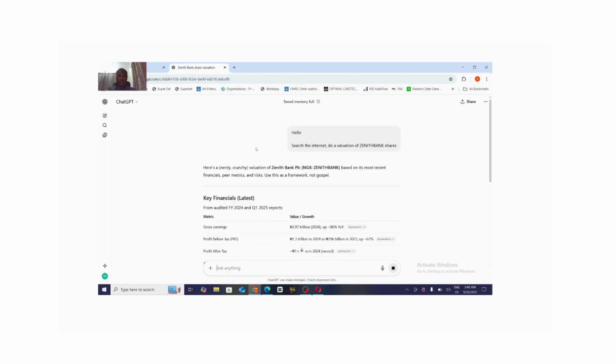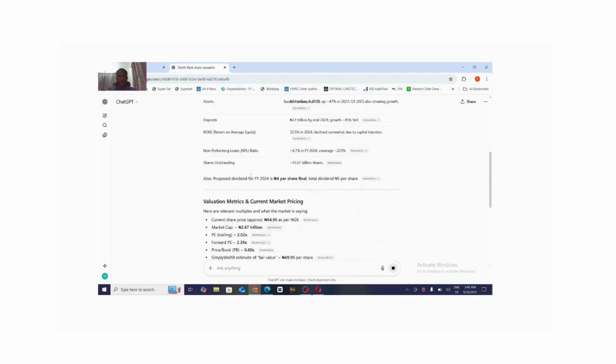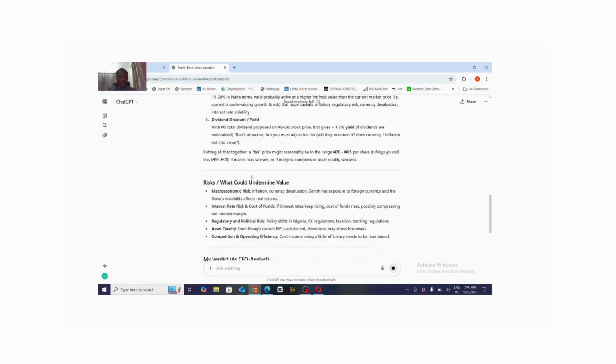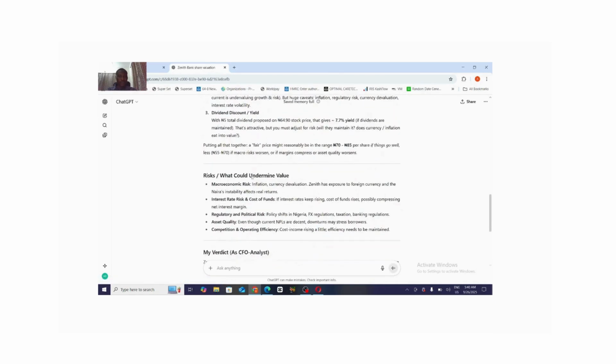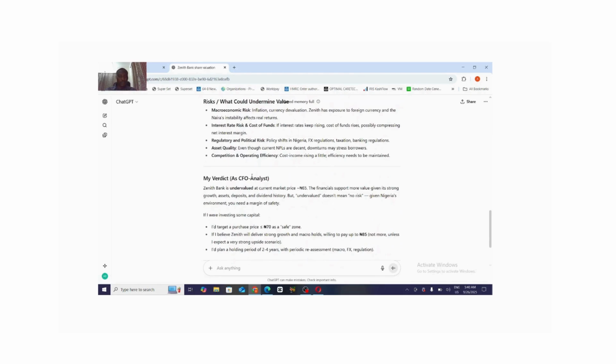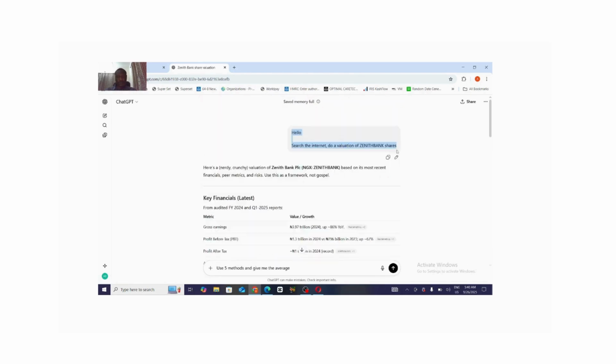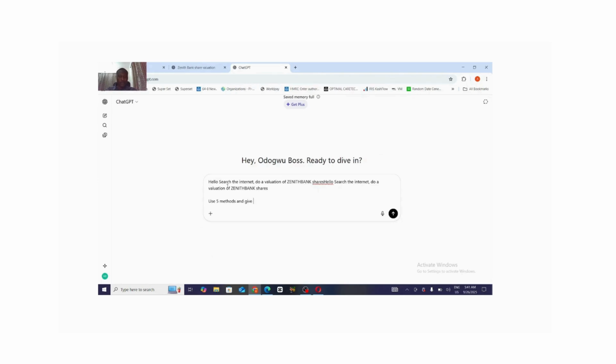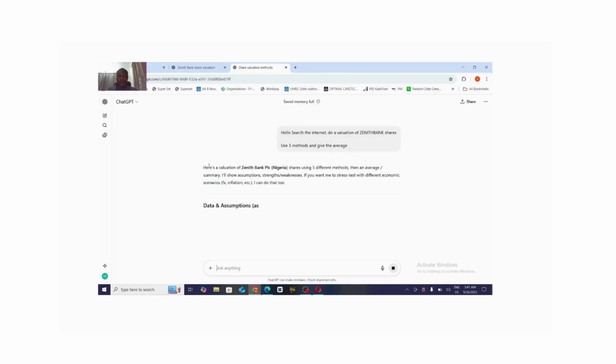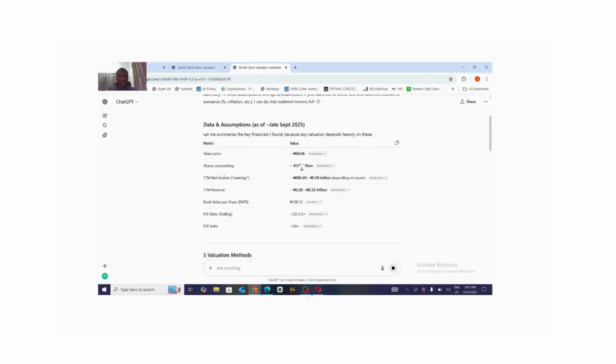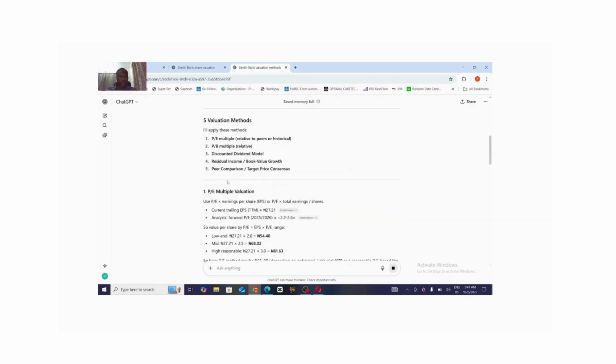Okay, now you can see these are the three methods. So let me tell it to use five methods and use the average. So I just prompted AI now. I asked it to use five methods and give the average. So basically, these are the five methods of valuation.